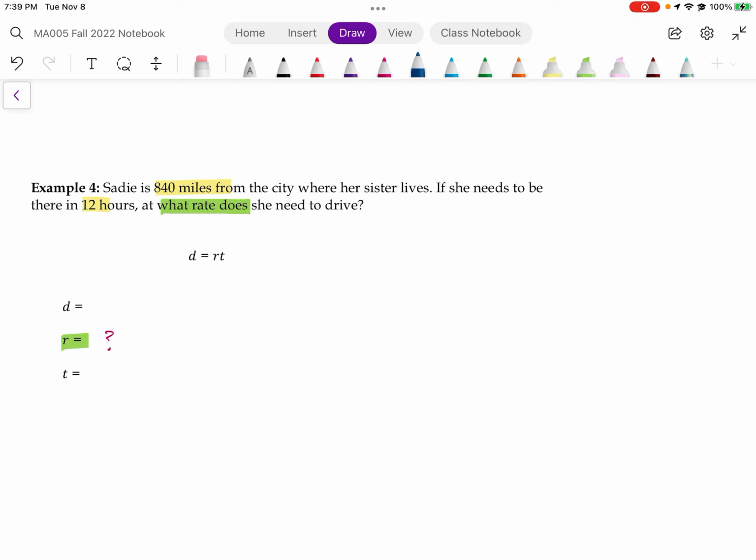All right, so 12 hours is the time, and the distance is 840 miles. So our speed, since we've got miles here and hours here, is going to be in miles per hour. So just kind of think through that one before you start. All right, so we've got D equals R times T. D is 840, R is our unknown, and T is 12. So how are you going to find R? You're going to divide both sides by 12.